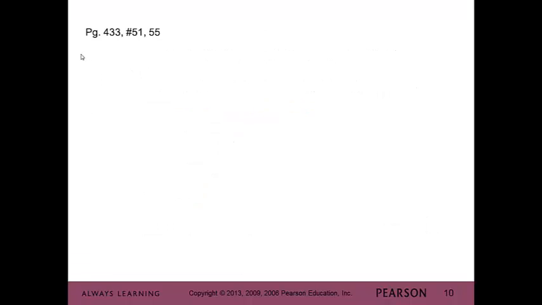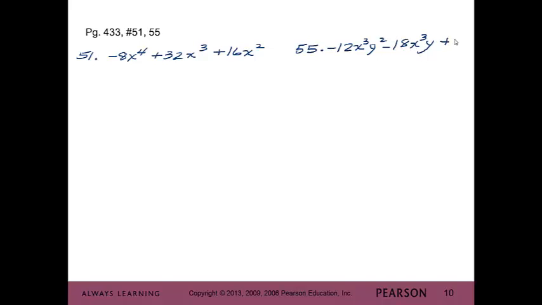Alright, let's look at number 51 and 55. The instructions say factor each polynomial using the negative of the greatest common factor. And for 51, we have negative 8x to the 4th power plus 32x to the 3rd power plus 16x squared. So the first thing we notice is that our first term is negative. Therefore, for my GCF, I'm going to take out the negative. And then I'm going to follow the same steps as before.